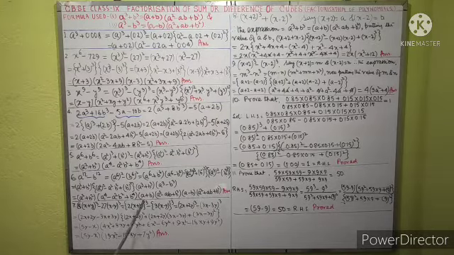Now these are again broken down, and the answer is this. Question number 7: 8 into (x plus y) whole cube minus 27 into (x minus y) whole cube. 8 equal to 2 cube, therefore it will be (2 into x plus y) whole cube, and 27 equal to (3 into x minus y) whole cube.